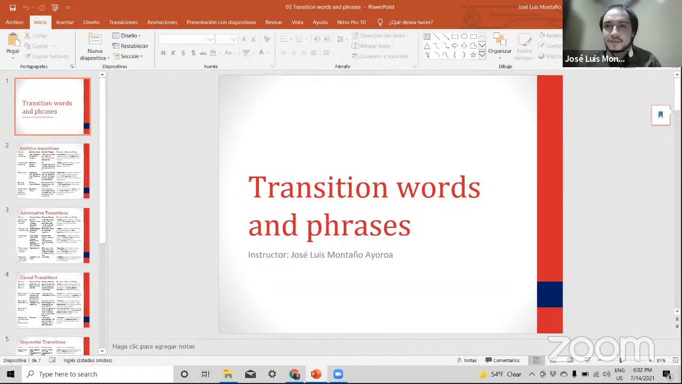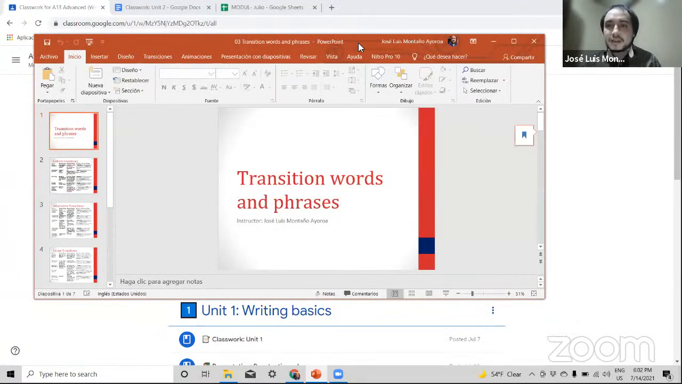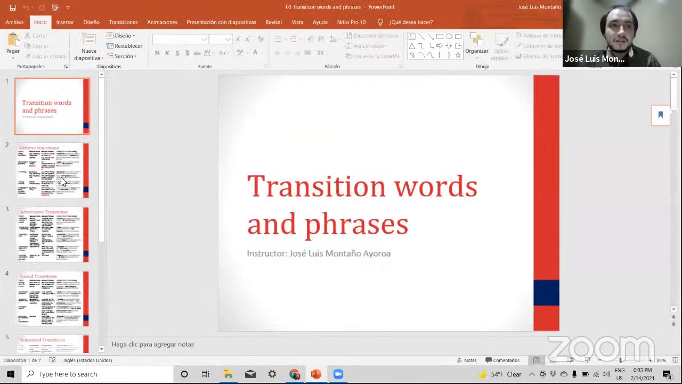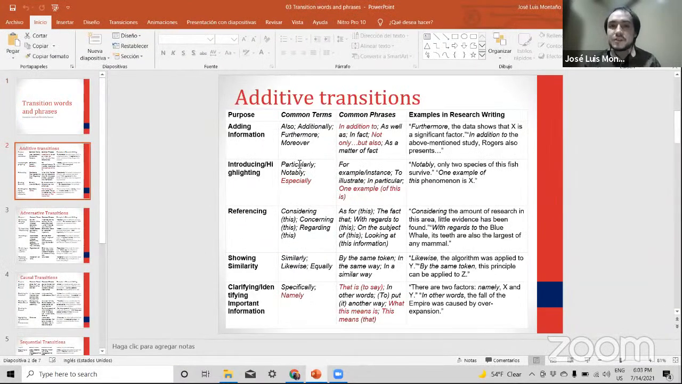You know that the first class we worked with the first category that was additive transitions. We worked at least three classes. That was adding information, introducing or highlighting, and clarifying or identifying important information. We worked those three, and I gave you these other extra two so that you can work with that as well in case you want to add extra words for your essays. Could be these essays or essays in the future.